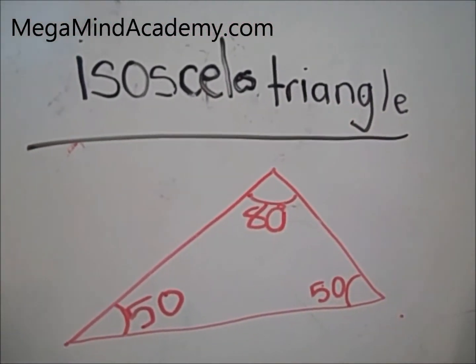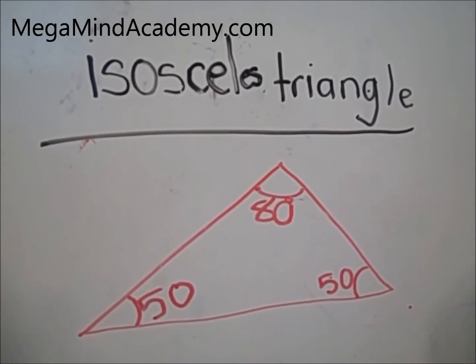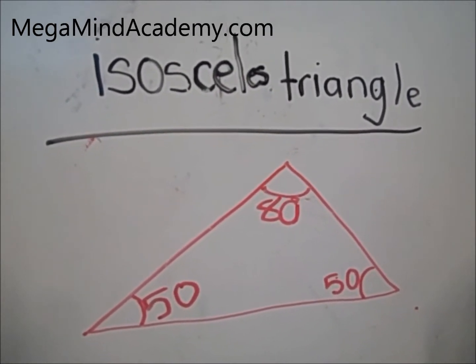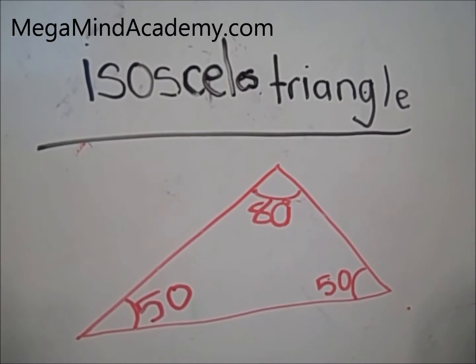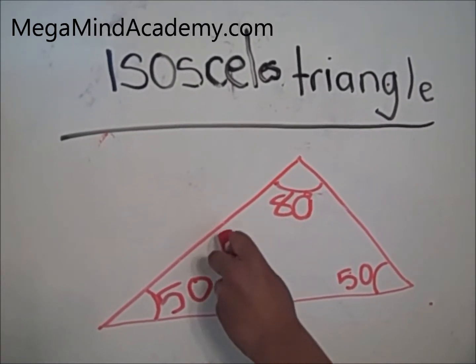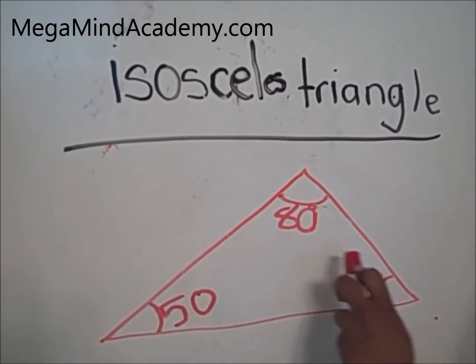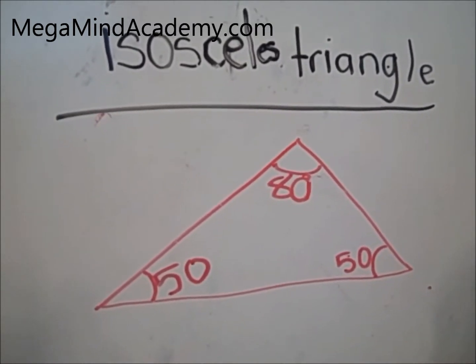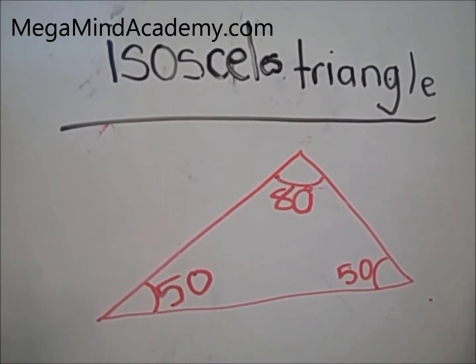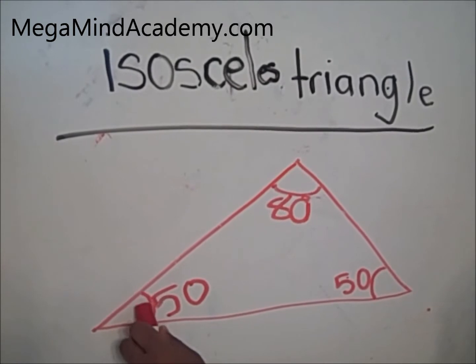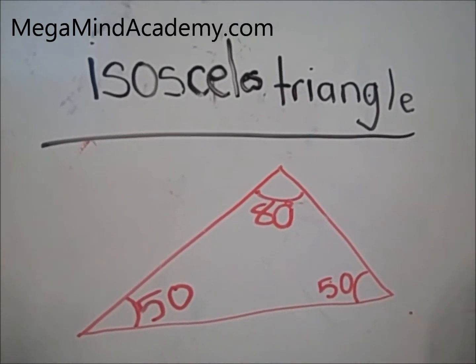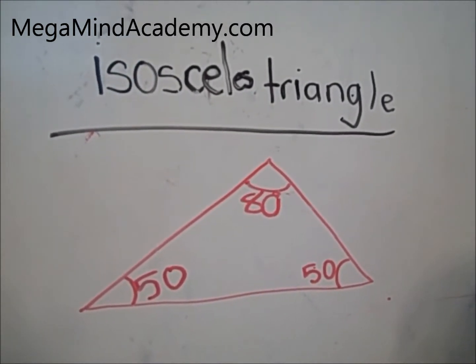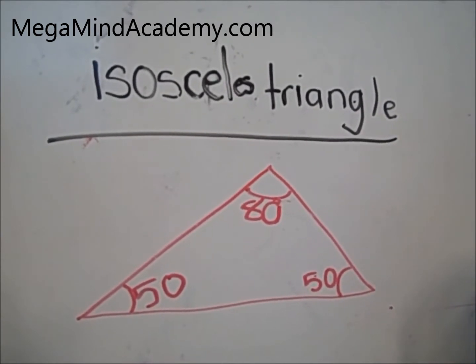The last one, the isosceles triangle, has 2 sides and 2 angles that are the same. Here are the 2 sides that are the same. This one and that one. And here are the 2 angles that are the same. This one and that one. And the 2 angles that are the same have 50 degrees.